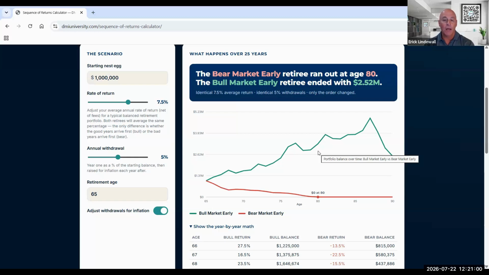So, how do we deal with sequence of return risk? Well, one way is with guaranteed lifetime income solutions. I started to talk about this earlier, but I'm going to go ahead and go back to it. And this is just Erick's mindset. I believe that retirement income planning really only comes down to two numbers. There's a lot of different strategies, and we can get really complicated with retirement income planning software and whatnot.